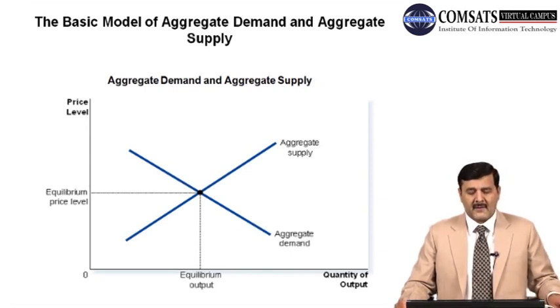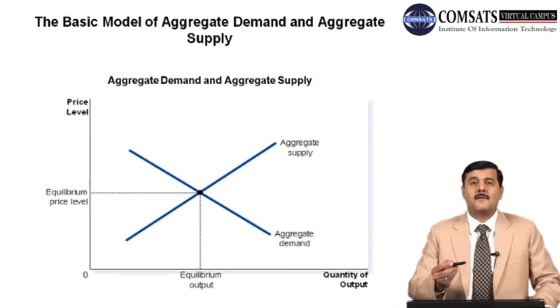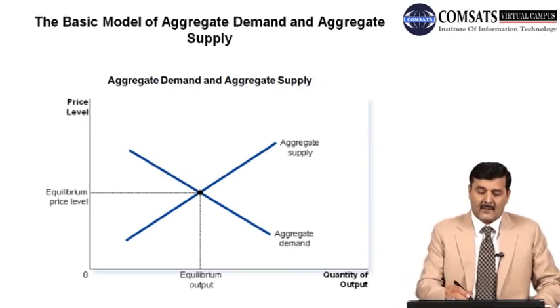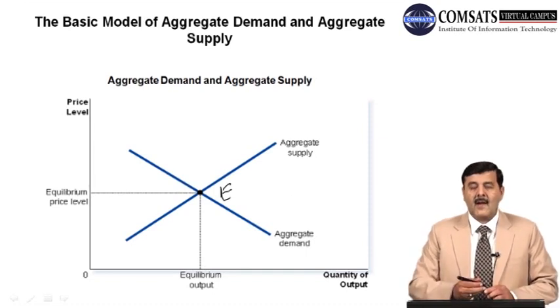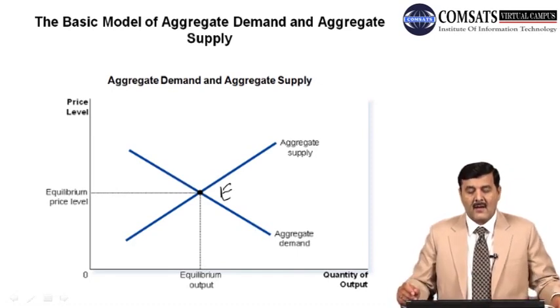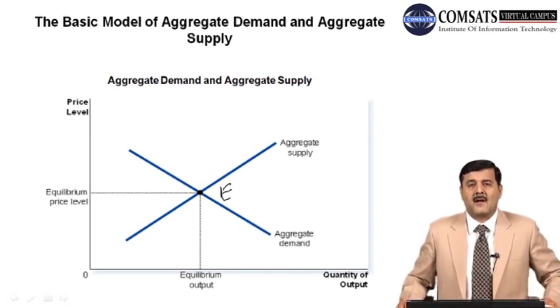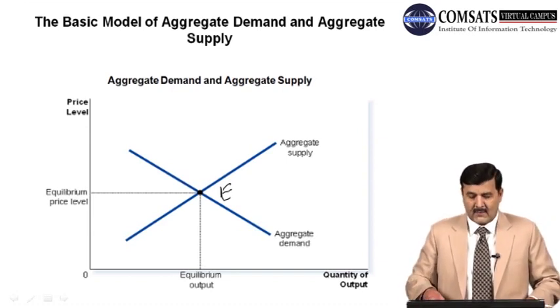So if we look at this diagram, both of these two curves are intersecting at a point which is, suppose, a point E, right? So at E we can say aggregate demand in the economy is equal to the aggregate supply in the economy, and this is the equilibrium level of prices in the economy and the equilibrium level of output produced and supplied in the economy.